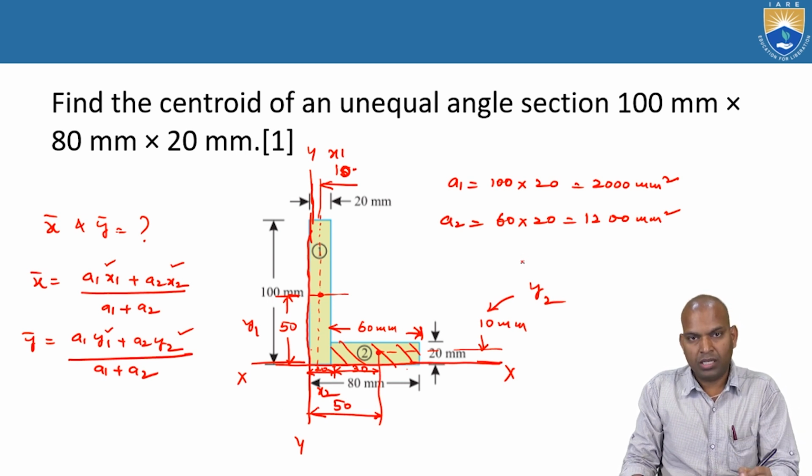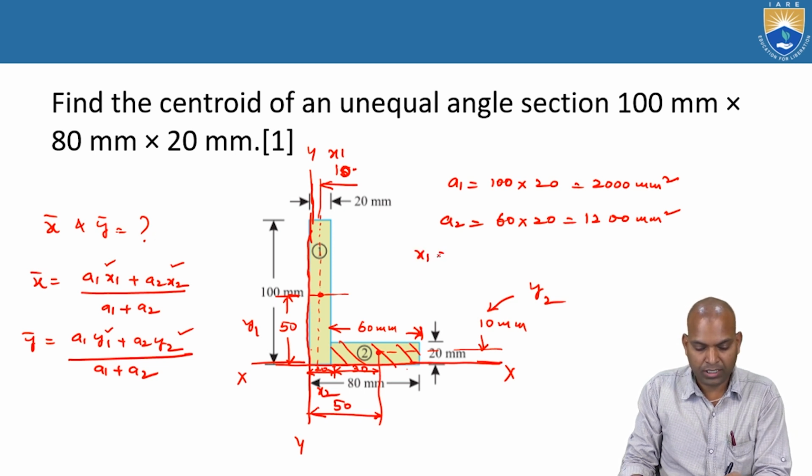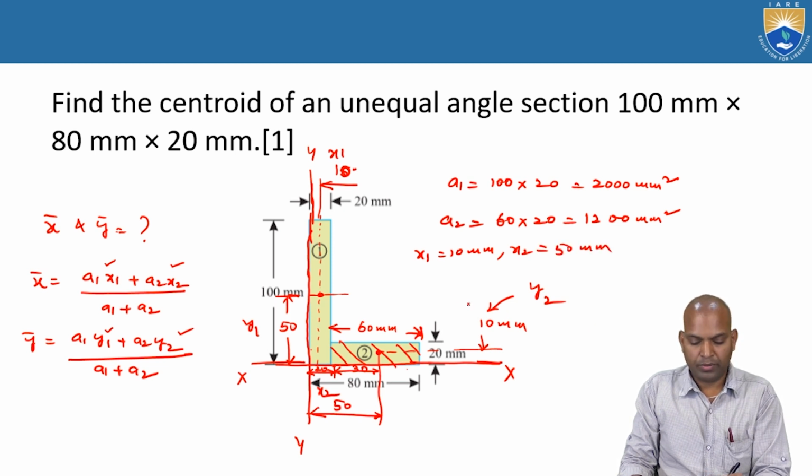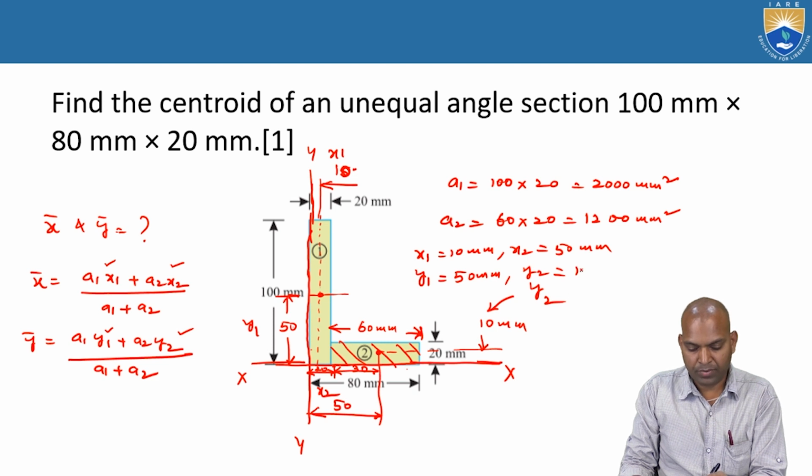Substitute this A1 and A2, X1, X2, Y1, Y2. What are the X1 values from here? X1 is 10 millimeters, X2 is 50 millimeters. What about Y1? Y1 equals 50 millimeters. And Y2 is 10 millimeters.